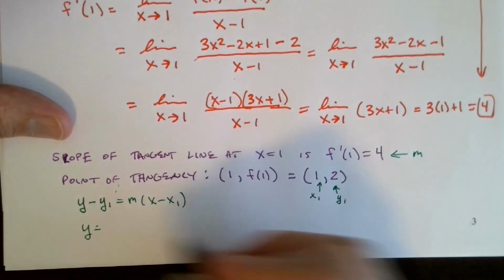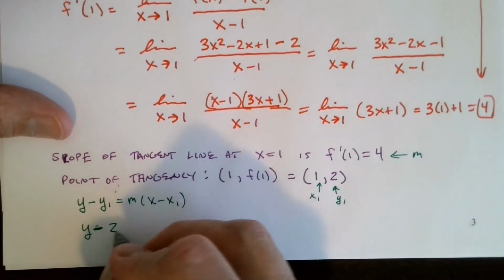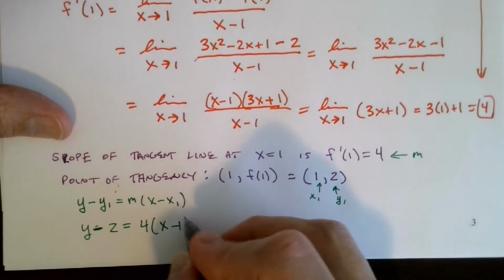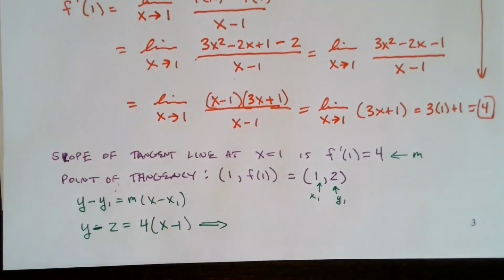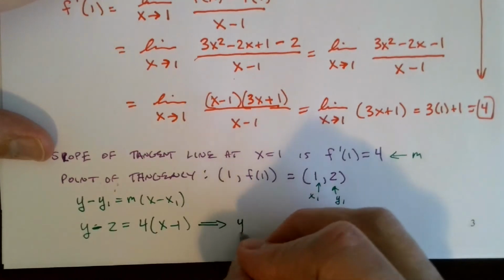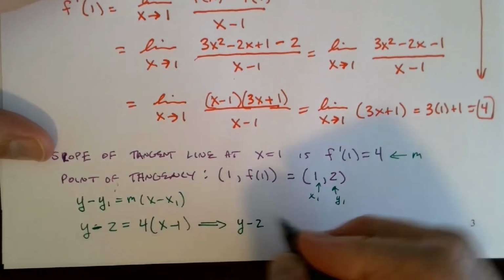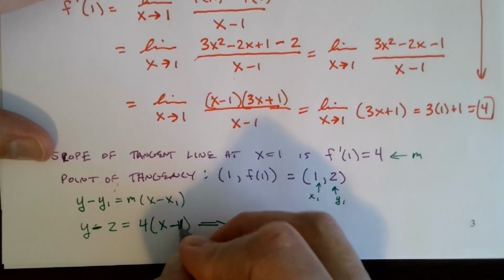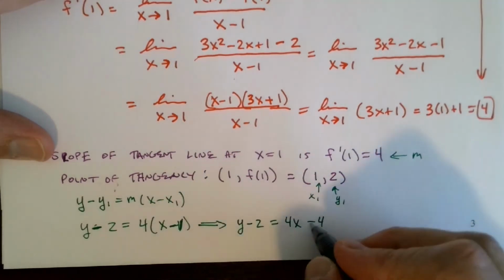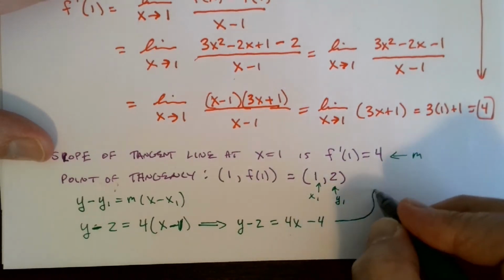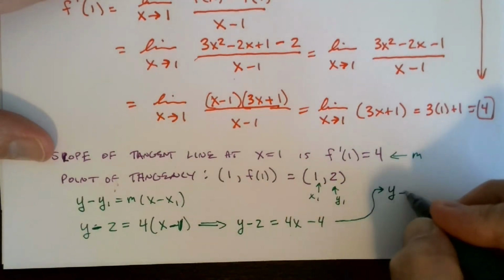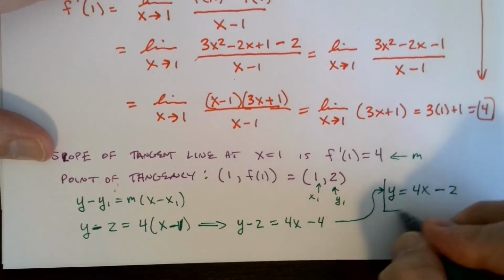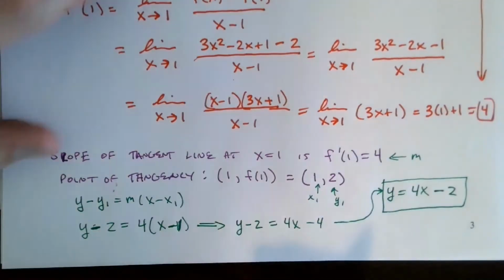And so I've got y1 is 2, m is 4, x minus x1. And then we probably might want to solve for y. Let's do that by distributing the 4. I get 4x minus 4. There's a minus 1 there. Hard to see that. So 4x minus 4, and then I can add 2 to both sides, right? And I get y is equal to 4x, negative 4 plus 2 is negative 2. And there is the equation of my tangent line.